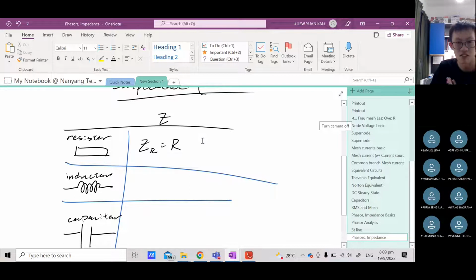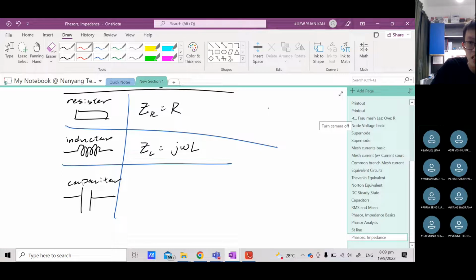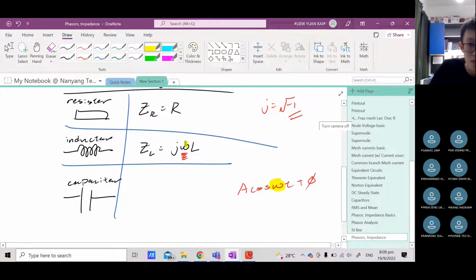Now, here are some formulas which are new to you. For an inductor, the impedance will be J omega L. Remember, J is the complex unit, the root of -1. We've already talked about this last week. We will not use I anymore because I stands for current when we do circuits. Omega is the radian frequency of the AC source. Remember, an AC source I can write as the amplitude times cosine of omega t plus a phase. So this omega is this omega.